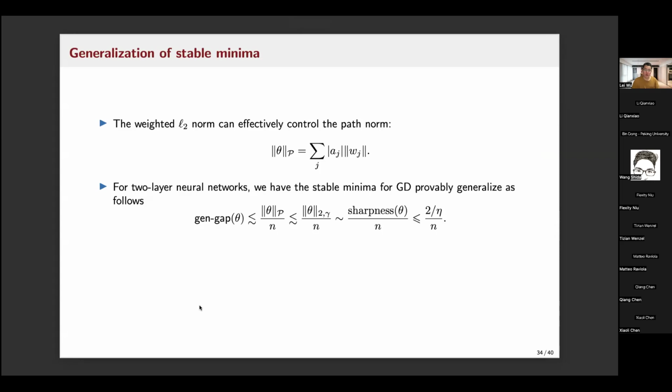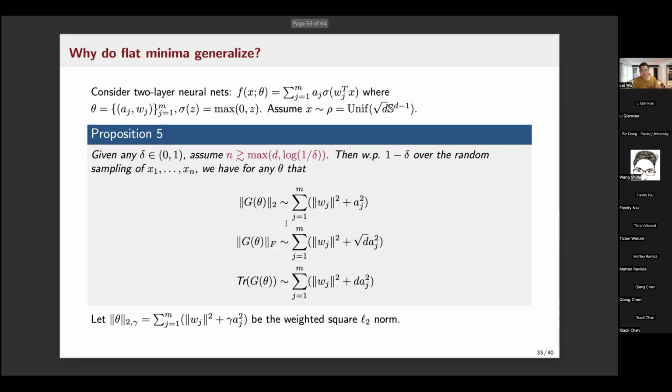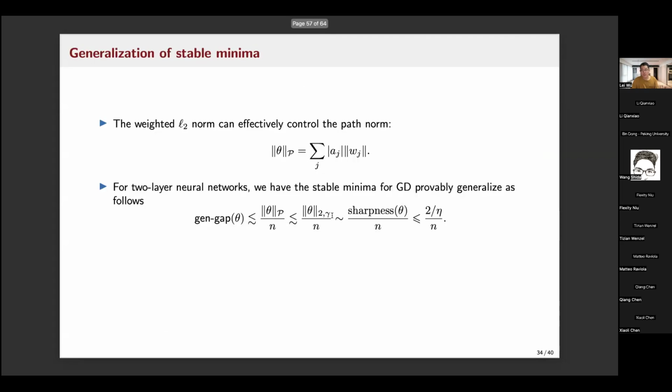Combining them, we have the observation that for two-layer neural networks, the stable minimum of GD must be generalizable. We can even get a generalization bound for the GD solutions, because, informally, the generalization gap is bounded by the path norm divided by the sample size. The path norm of the GD solution is upper controlled by the weighted L2 norm. And because of this proposition, the L2 norm is equal to the spectrum norm of the Hessian, so it will roughly equal the sharpness over the sample size.